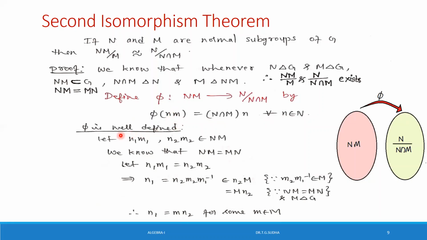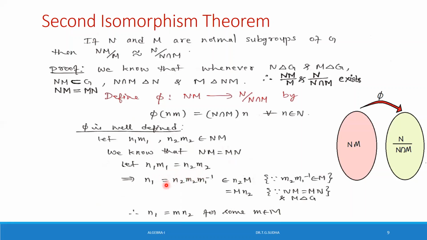First, let us prove that phi is well defined. Since phi is a mapping from NM to N/N intersection M, let us take two elements in the domain NM. So let us consider n1m1, n2m2, which belong to NM. Since we know that NM is equal to MN, we can write any element n1m1 as m1n1 and n2m2 as m2n2. Now let us take these two elements to be equal and show that their images are also equal under phi. n1m1 is equal to n2m2.